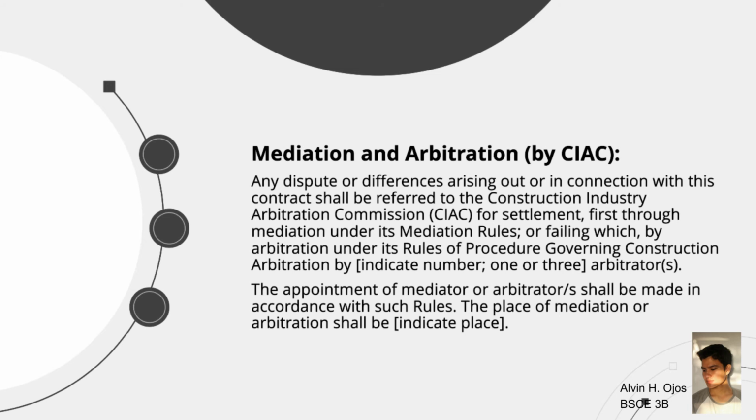Any dispute or differences arising out or in connection with this contract shall be referred to the Construction Industry Arbitration Commission, or the CIAC, for settlement, first through mediation under its mediation rules, or failing which by arbitration under its rules of procedure governing construction arbitration by (indicate the number of arbitrators), and the appointment of mediator or arbitrators shall be made in accordance with such rules. The place of mediation or arbitration shall be indicated.